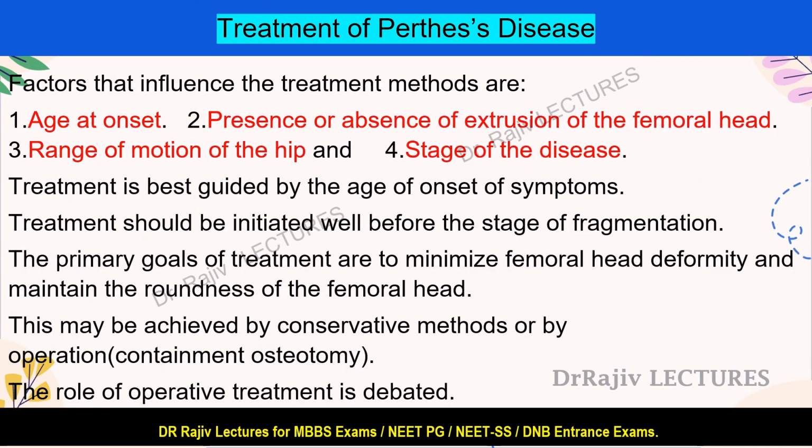The factors that determine the treatment methods in Perthes disease include age of the child at the onset of symptoms, presence or absence of extrusion of the femoral head, range of motion of the hip, and the stage of the disease. Treatment of Perthes disease is best guided by the age of onset of symptoms. Children less than 6 years of age are seen to do best with non-surgical treatments. Between the ages of 6 and 8, similar results are seen with both surgical and non-surgical treatments.